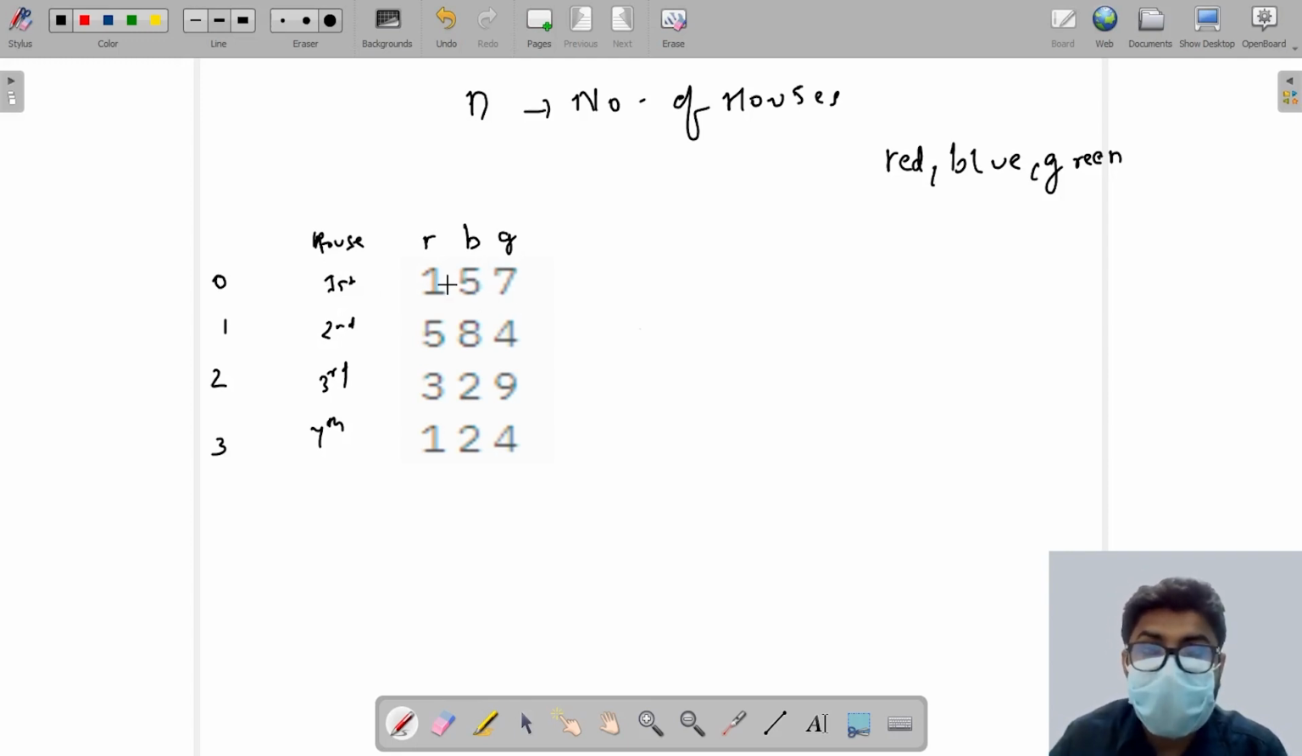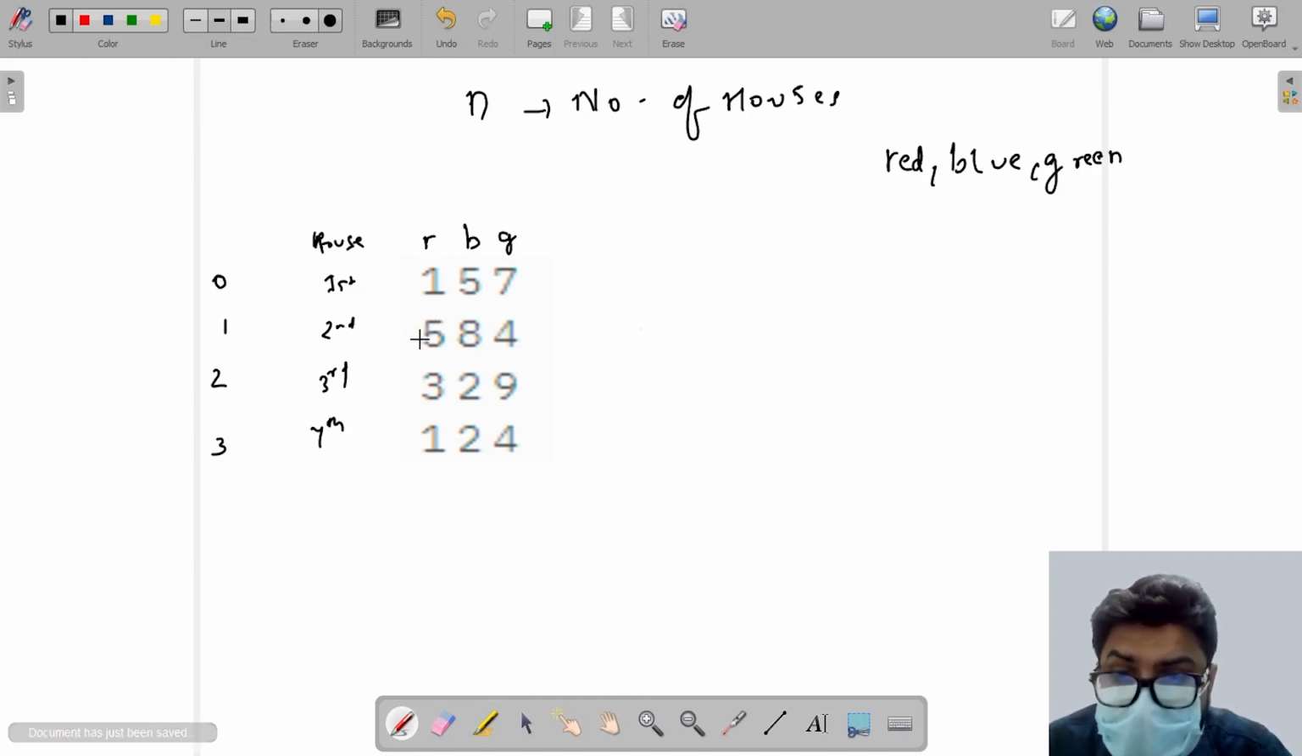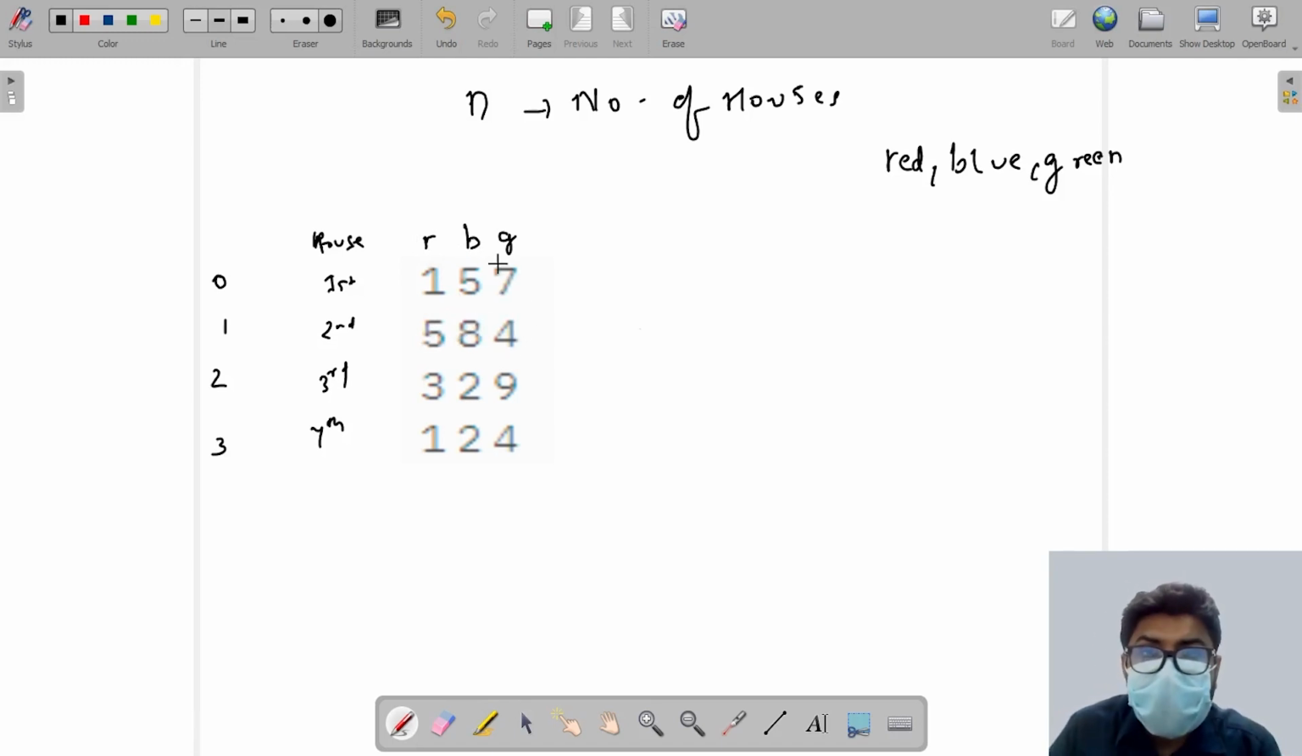I hope you understand the concept. This matrix is nothing but the respective cost of painting each house with the corresponding color. This one is the cost of painting with red, this is the cost of painting the house blue. Similarly, in the second row, which is for the second house, this is the cost of painting the second house red, this is the cost of painting it blue, and this is the cost of painting it green. I hope you understand the question that we have to do.